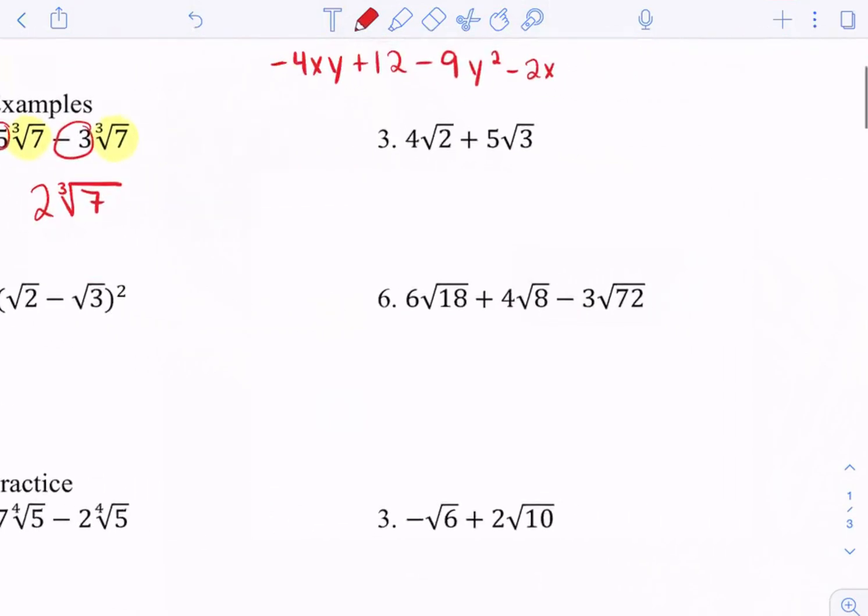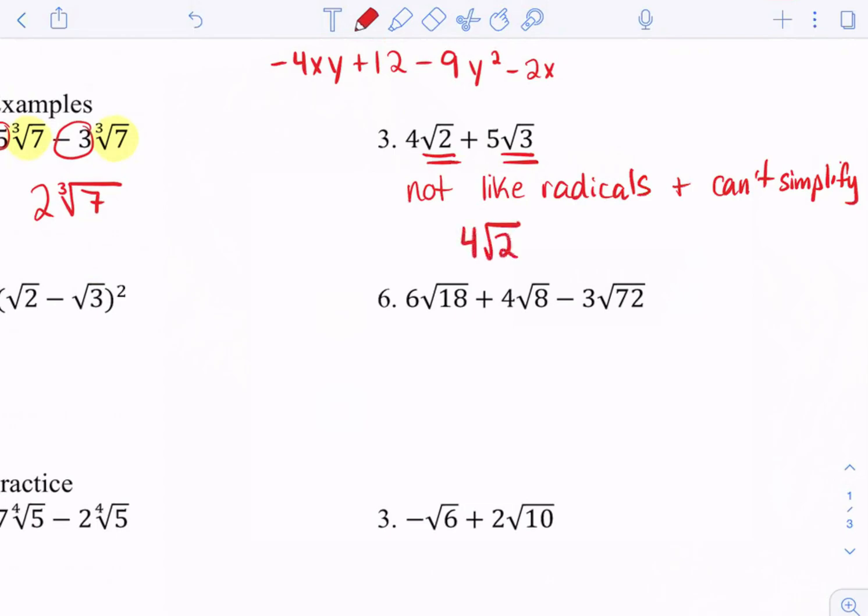But then look at number 3. Are these like radicals? No. And can I simplify it? No. So they're not like radicals, and you can't simplify. So since you can't simplify and they're not like radicals, this is the correct final answer, simplified. I can't add them.